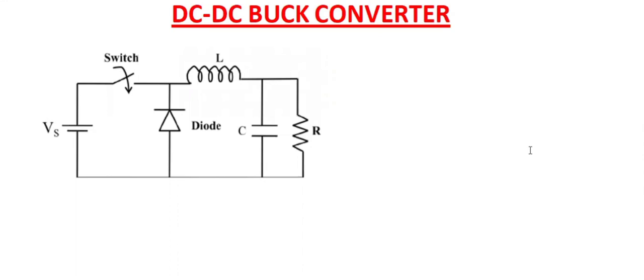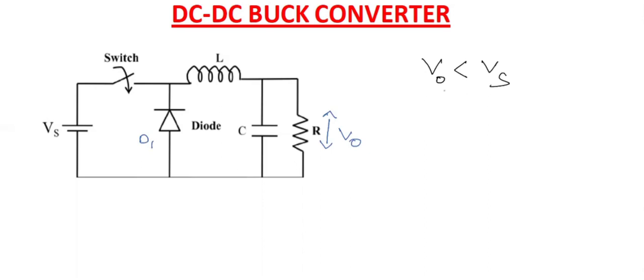You know that a DC to DC buck converter is a step down converter. What does that mean? That is, the output voltage will be less than the input voltage. This will be the output voltage V naught, and this is the diode D1 here. Rest everything is marked here. Before going into the simulation, I will give you just a small theoretical idea, even though you have learned it already.